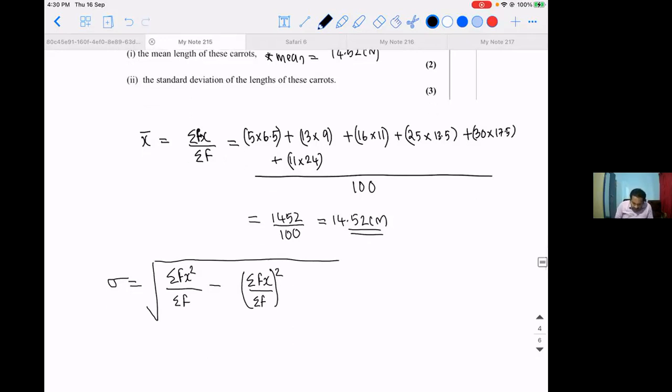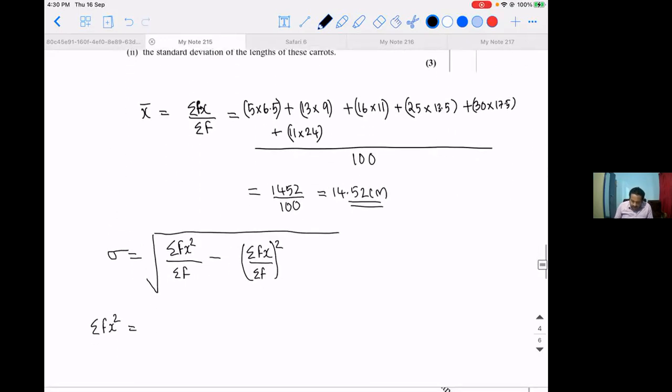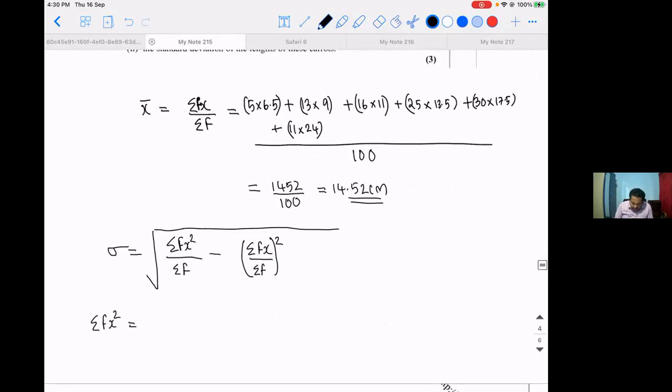So what is sigma fx square? We have to calculate sigma fx square in parallel. That means frequency multiplied by x square. So that is 5 multiplied by 6.5 square plus 13 multiplied by 9 square plus 16 multiplied by 11 square plus 25 multiplied by 13.5 square plus 30 multiplied by 17.5 square plus 11 multiplied by 24 square. So that is sigma fx square. Please calculate it.